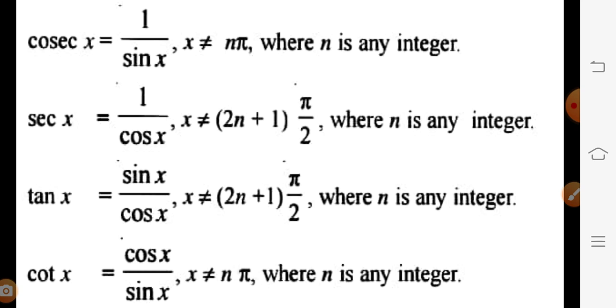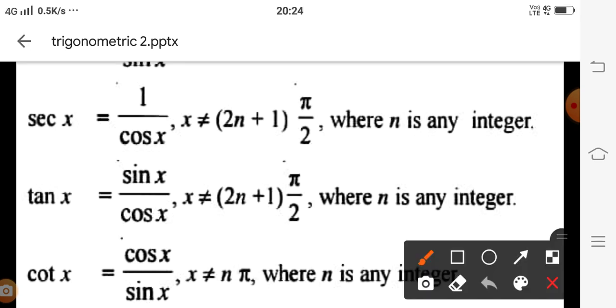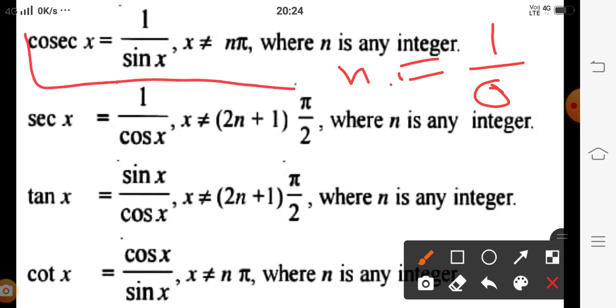Then x is not equal to n pi. Remembering the last concept, if sin x is equal to 0, then x is equal to n pi, and if you are taking n pi here, then we are getting 1 upon 0, and this is not defined. For this reason, cosec x is equal to 1 upon sin x if x is not equal to n pi. Same for sec x.